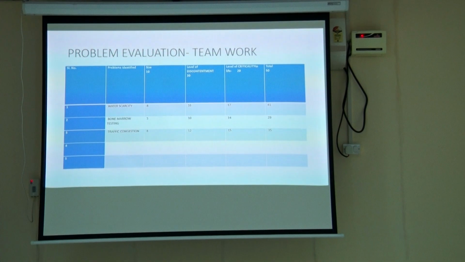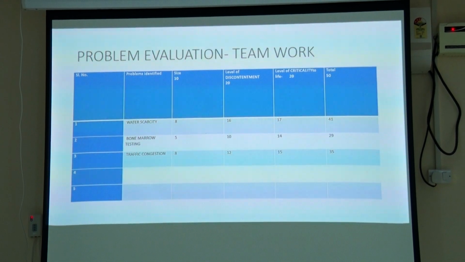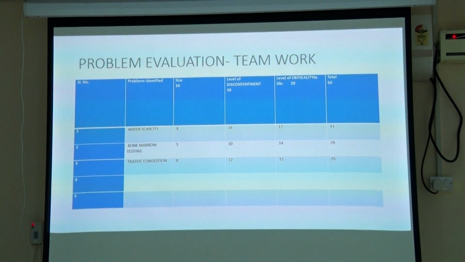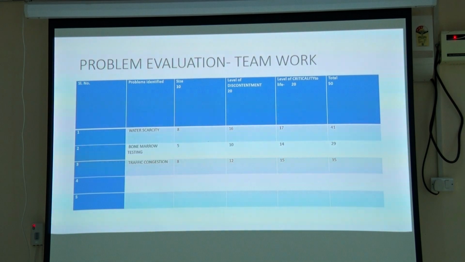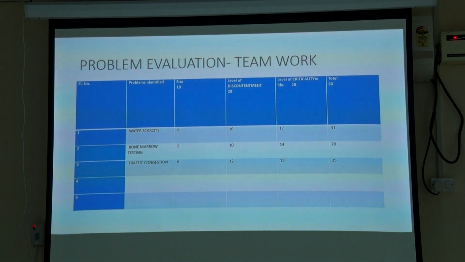For example, let's say team member 1 has identified the problem as water scarcity. Then I have given a size out of 10, it's a huge thing. Let's say the village doesn't have water, so 8. Then the level of discontentment currently is 16 because the water is not available at all, the bore wells have dried up, etc. Then criticality of water to daily life is very high, so I've given a score of 17. The total is 41.